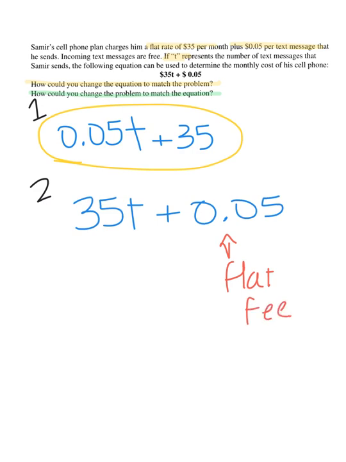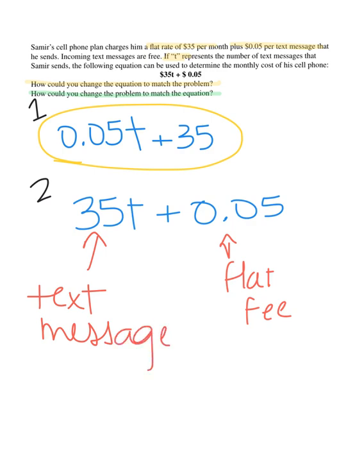Sounds like a good deal to me. So then that leaves the $35 charge to be what I would be paying for every text message I sent. So this would be the text message fee, and the T still represents the number of messages. So in order to change this problem to match the equation they've come up with, I would have to say your cell phone plan has a flat fee of 5 cents, and for every outgoing text message you send, you are paying $35. Probably not a good plan for you if you are sending a lot of text messages.